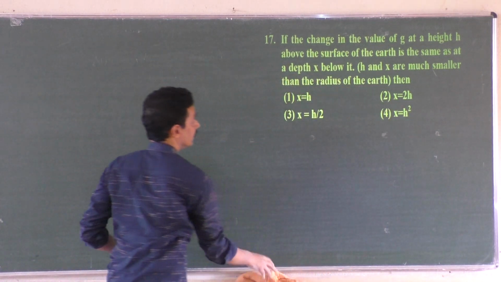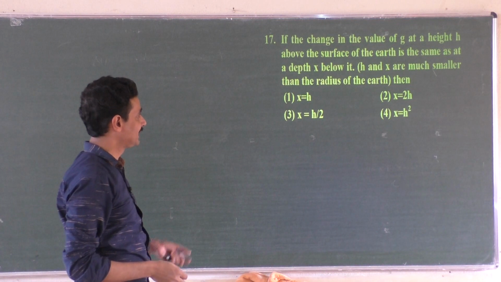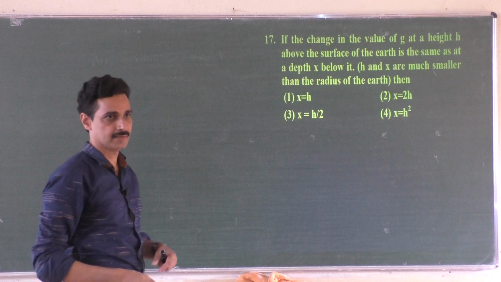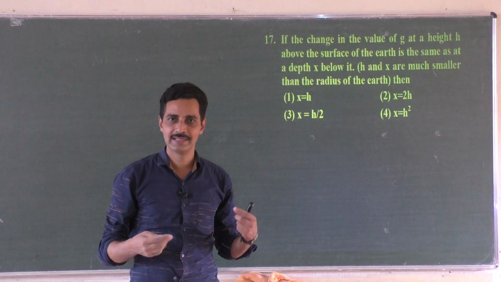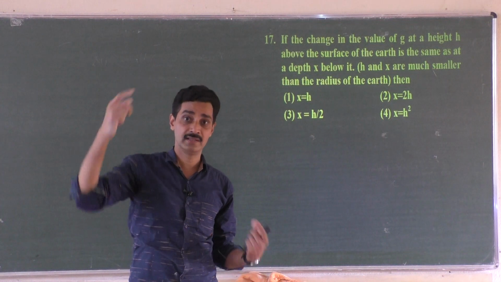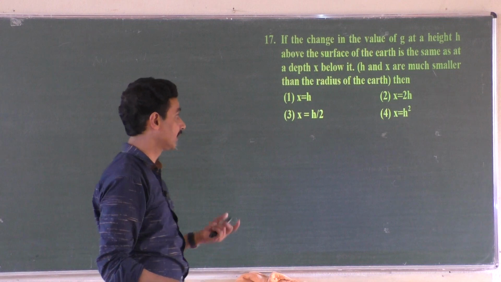The change in the value of acceleration due to gravity at a height h above the surface of the earth is the same as at a depth x below it. Yes. At a depth below, as you go deep into the earth, acceleration due to gravity decreases. As you go above the earth, it also decreases. They say that from the surface, at a height h and at a depth x, they are equal.